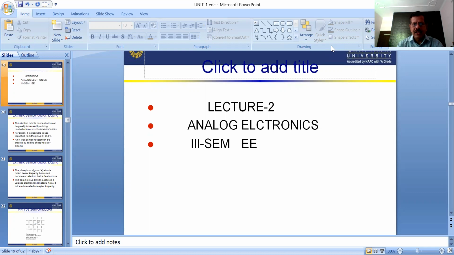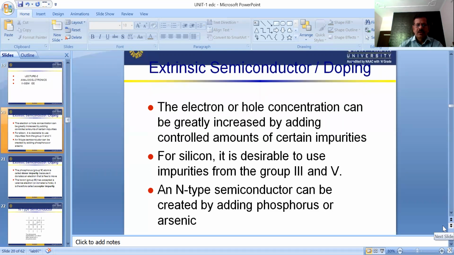This is the second lecture of analog electronics for third semester electrical engineering. The topic is introduction and structure of semiconductor physics. Now we take the second lecture on semiconductor physics.